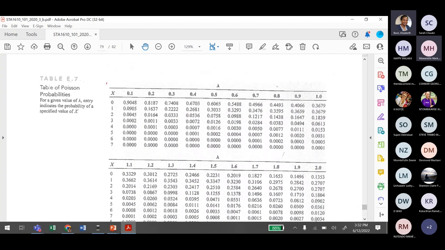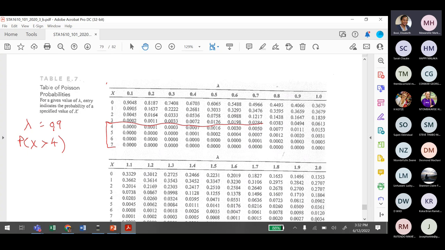So this is very important, because if they have given you the average is equal to 0.9, and they say find the probability of x is greater than 4, it means you need to add all these values of x. You will go to where it is 0.9, which is at this point, and add all these probabilities together. And if they said it is the probability of x less than 4, then you will have to add all those other probabilities at the top.